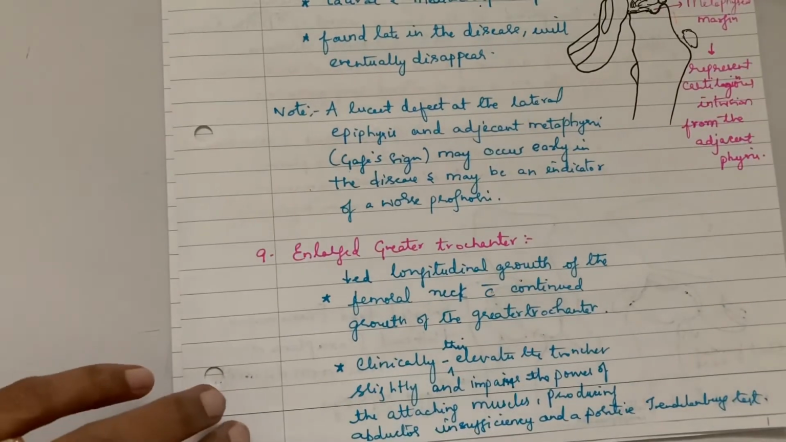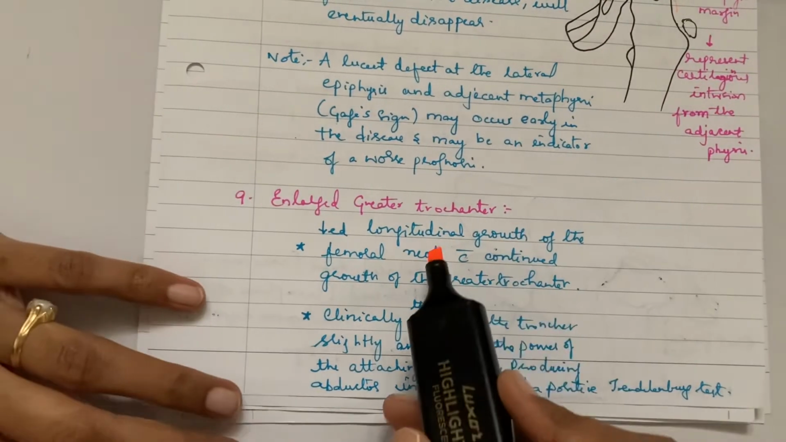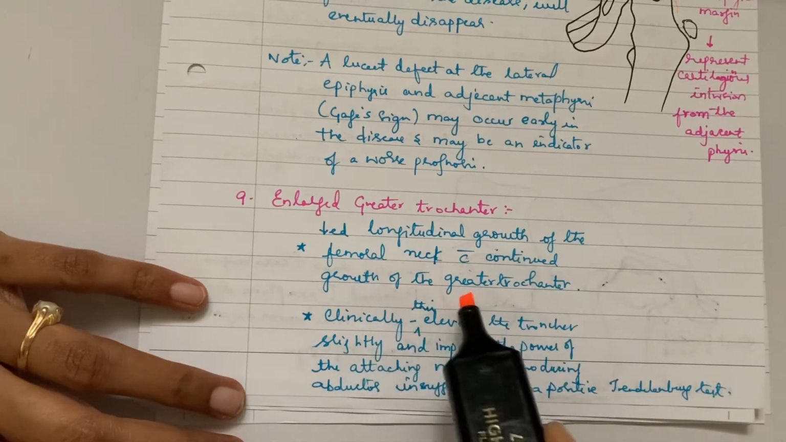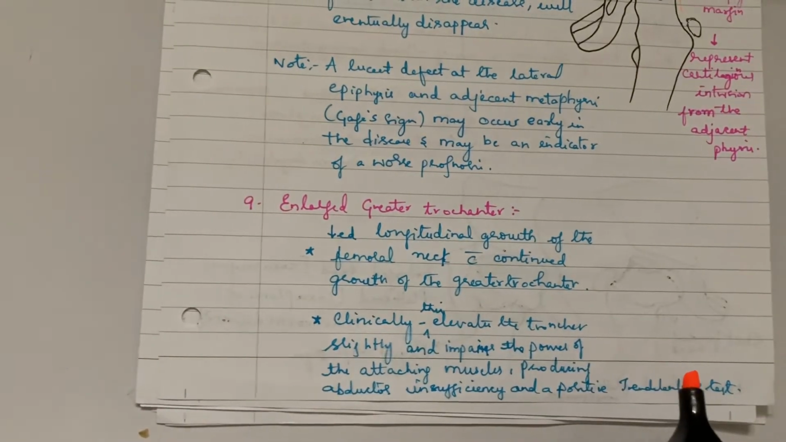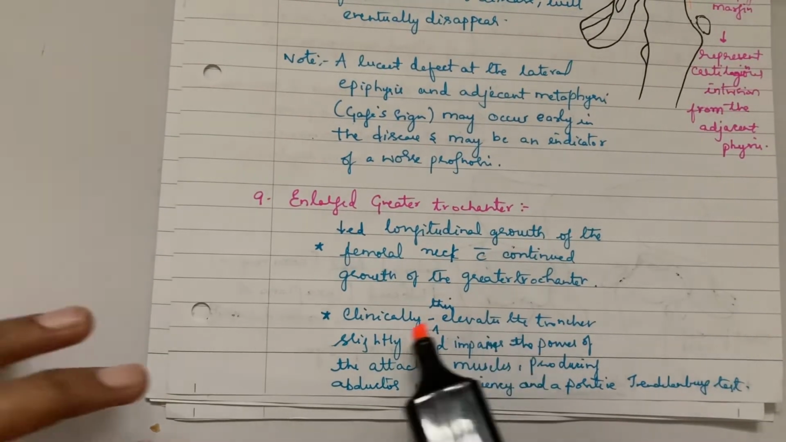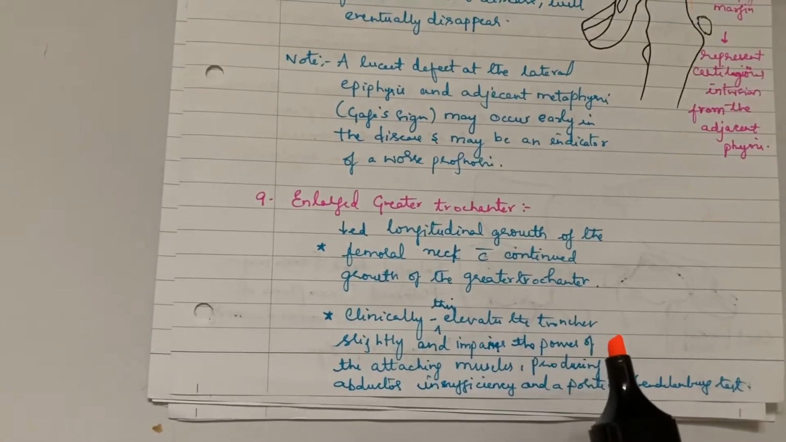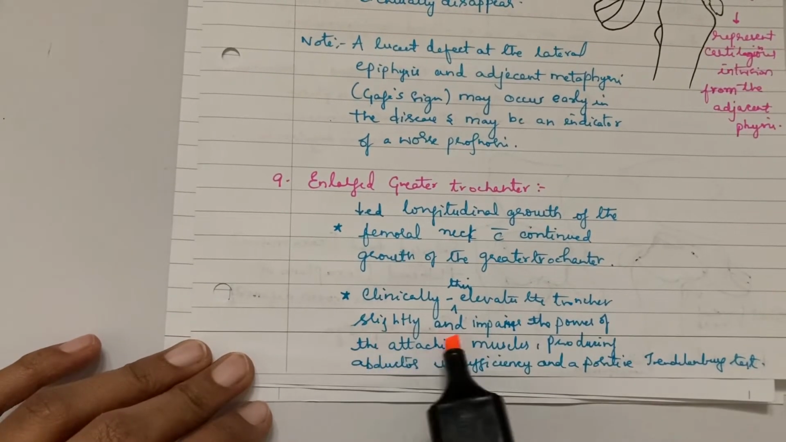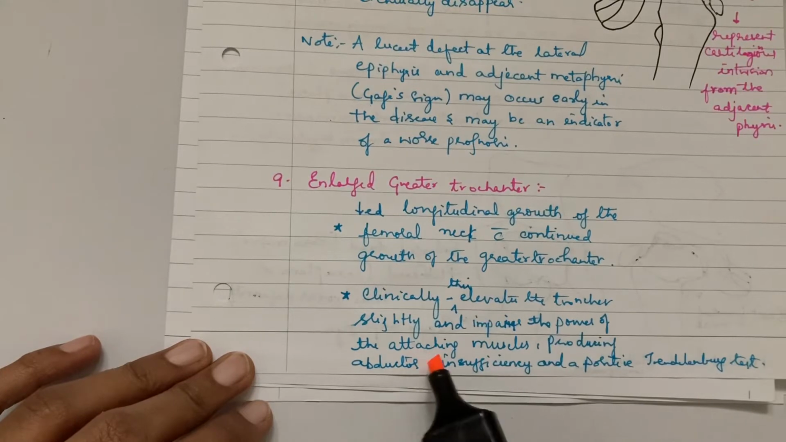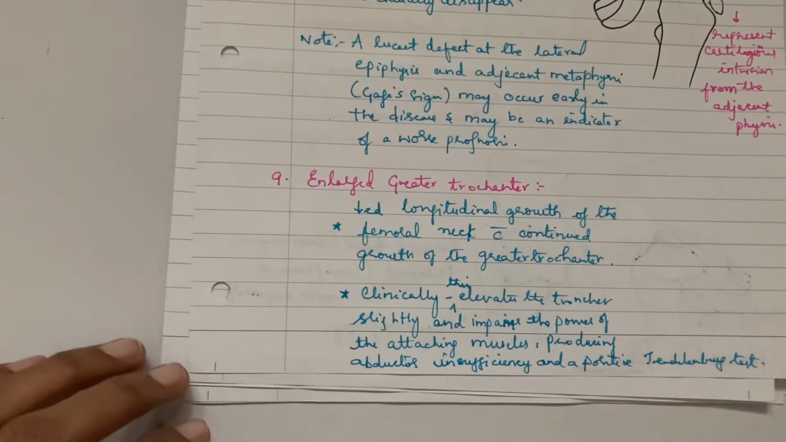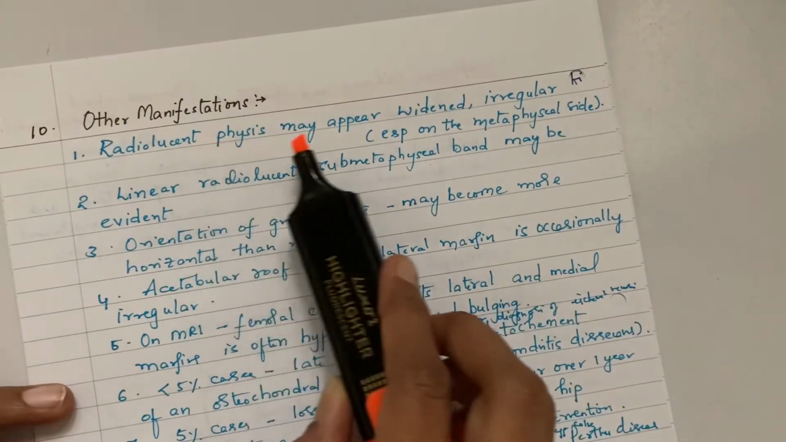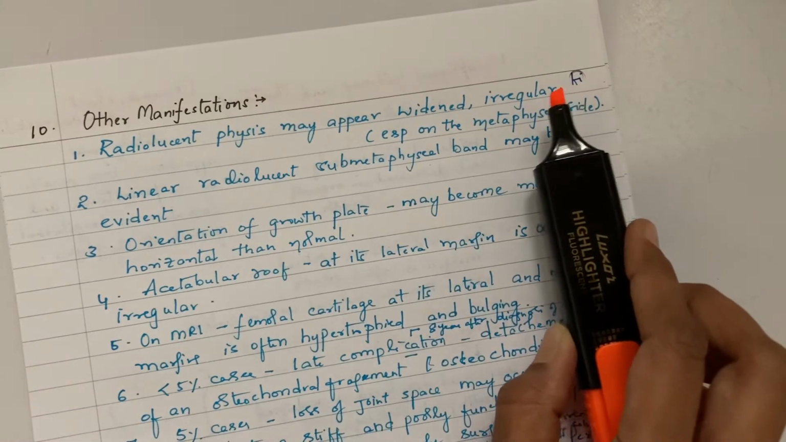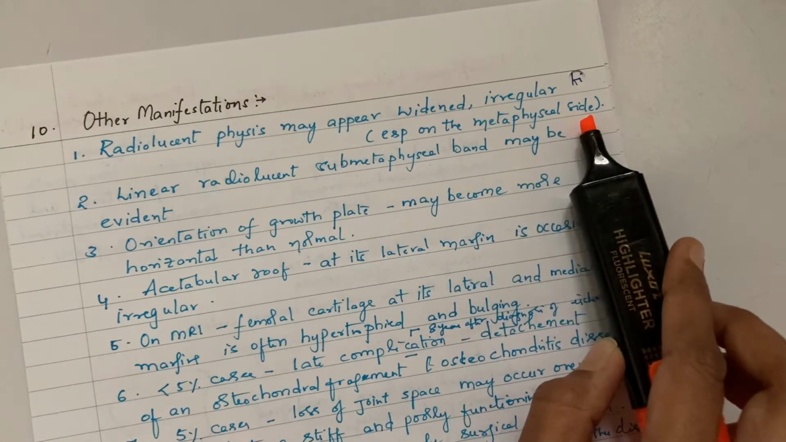Coming to enlarged greater trochanter. There is decreased longitudinal growth of the femoral neck with continued growth of the greater trochanter. The greater trochanter will be continuously growing. The femoral neck, due to decreased longitudinal growth, is just widened. So it appears as if the greater trochanter is growing out of proportion to the neck. Clinically, this elevates the trochanter slightly and impairs the power of attaching muscles, producing abductor insufficiency and a positive Trendelenburg test. The radiolucent physis may appear widened and irregular, especially on the metaphyseal side.